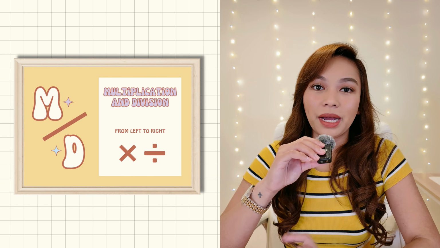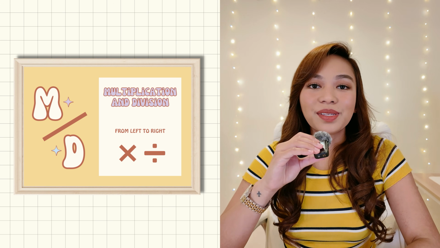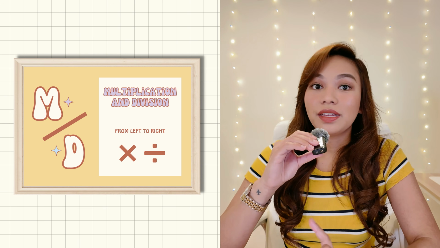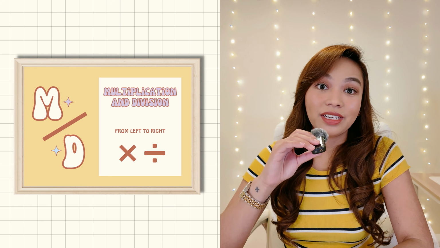For this one, I changed the background to yellow, and since there are 2 operations, I used the letters M and D. I also added a couple of stars beside the letters and included this line in the middle. Then of course, I updated the content inside the box to explain multiplication and division.